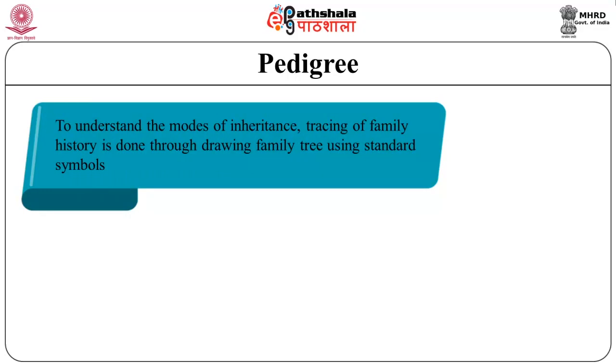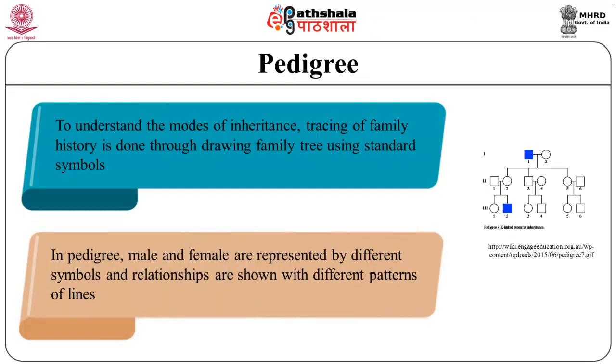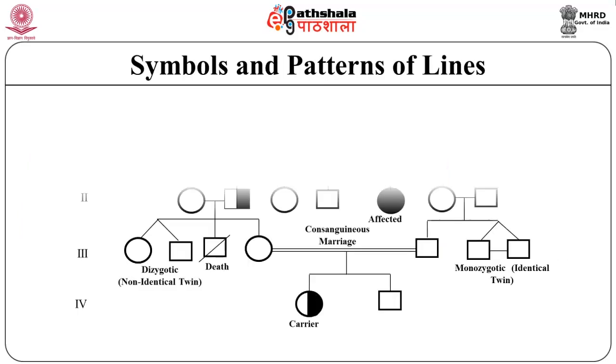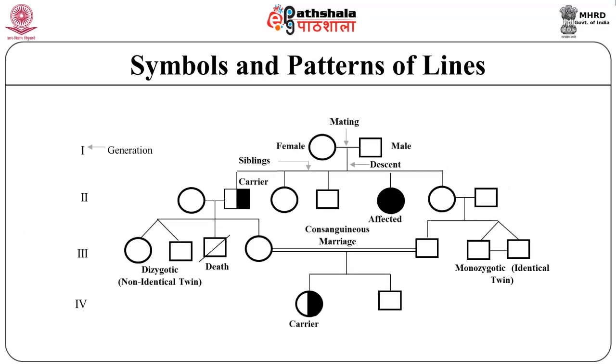To understand the mode of inheritance, tracing of the family history is done by drawing the family tree using standard symbols. In pedigrees, males and females are represented by different symbols and the relationships are shown with different patterns of lines. Moreover, affected individuals or carriers of a particular genetic trait are represented by different symbols. The symbols, pattern of the lines and other characteristics used in pedigree are depicted in this figure.